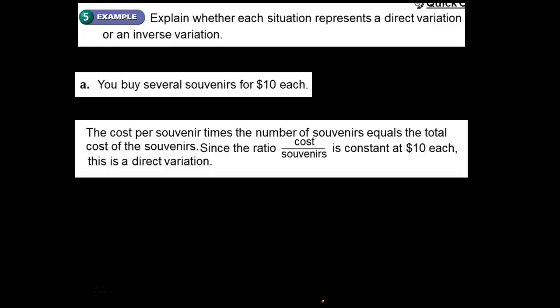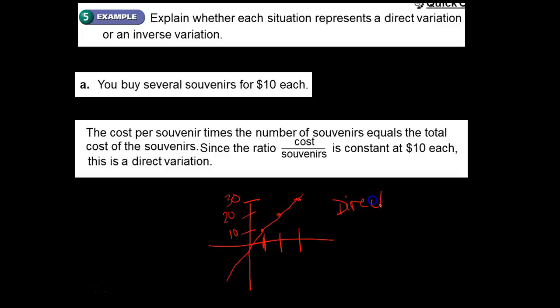So you buy several souvenirs. So what will that look like? If I buy one souvenir, I know it's going to cost me $10. I buy 2 souvenirs, it's going to cost me $20. 3 souvenirs is going to cost me $30. Do you see here how we're creating a straight line, and it's a direct variation? It is following the y equals k times x formula. Let's take a look at example 5b.